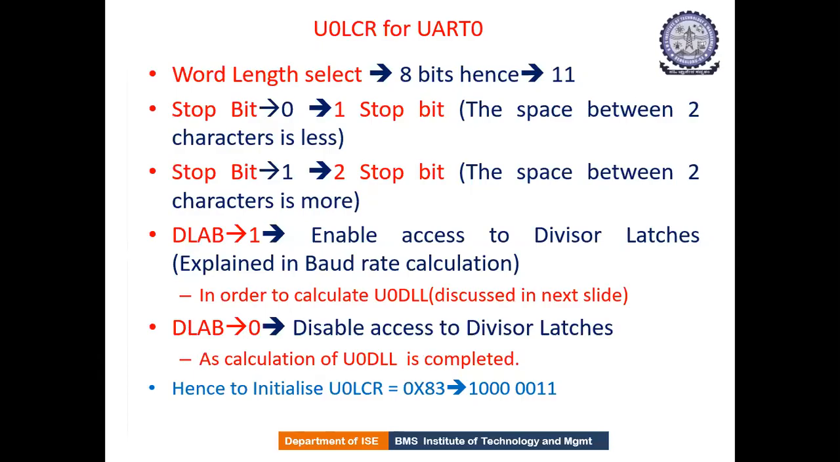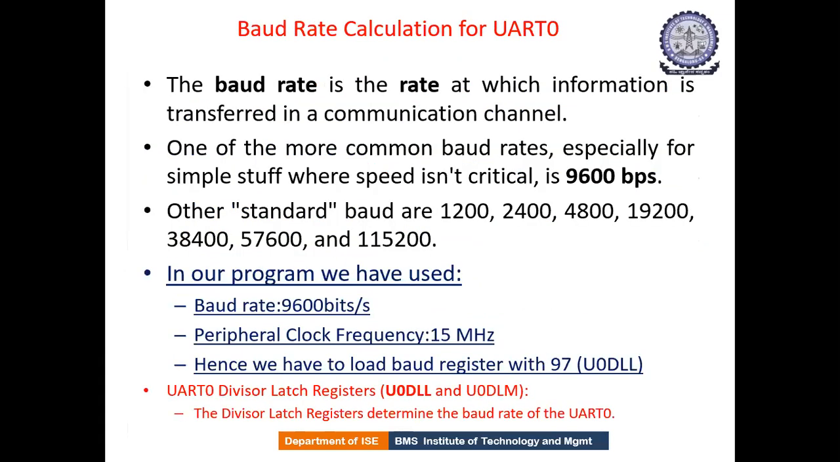So how to calculate it? First of all, what is baud rate? Baud rate is the rate at which information is transmitted in a communication channel. That means the amount of data transmitted between the transmitter and the receiver. There are many standard baud rates like 1200, 2400, and currently high speed 115200. In our project program, we have used 9600 bps, as we can see during execution, keeping that baud rate and the clock frequency of 15 megahertz of our system.